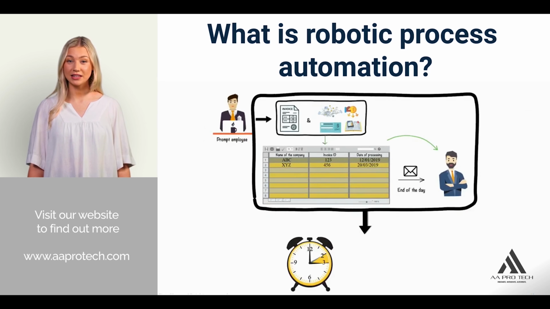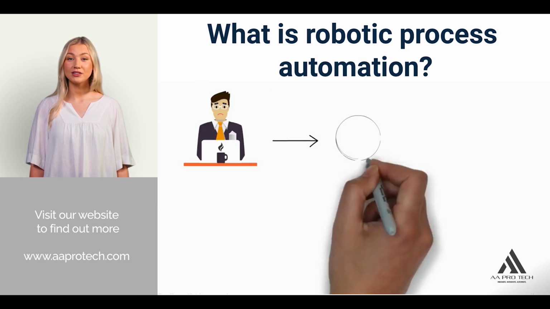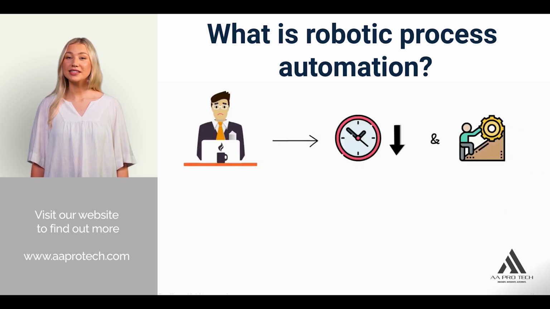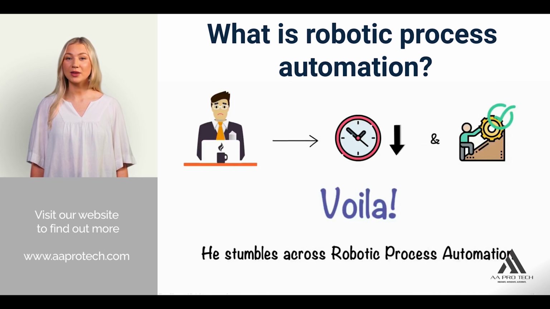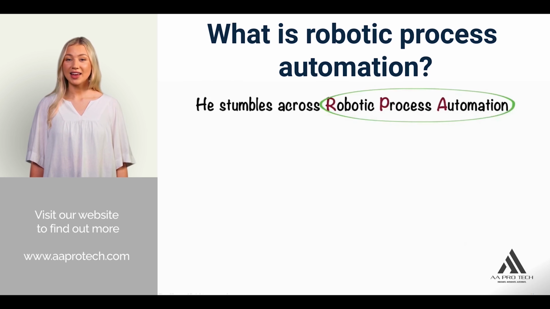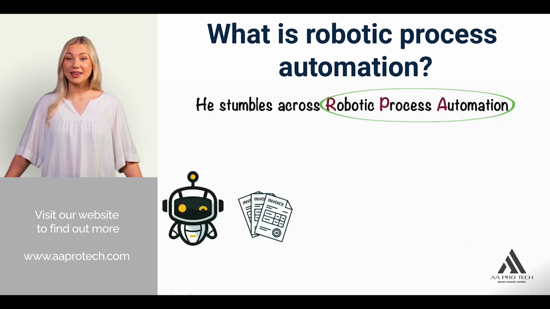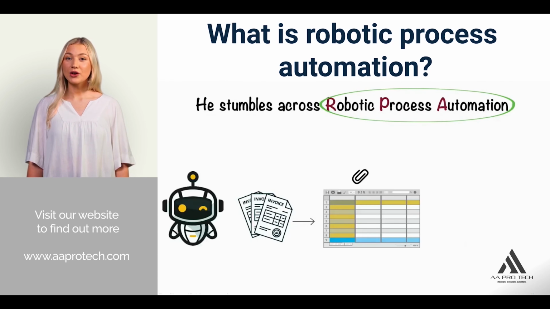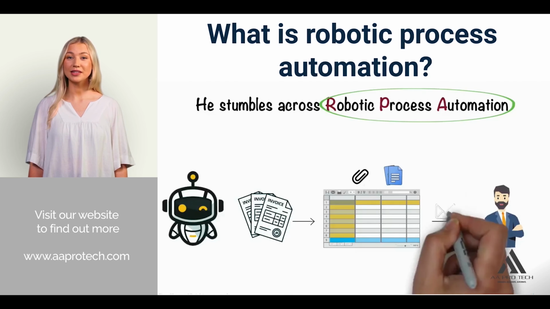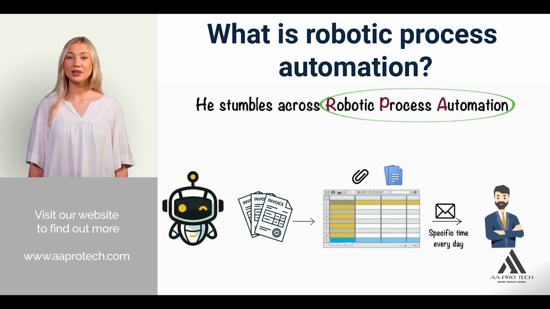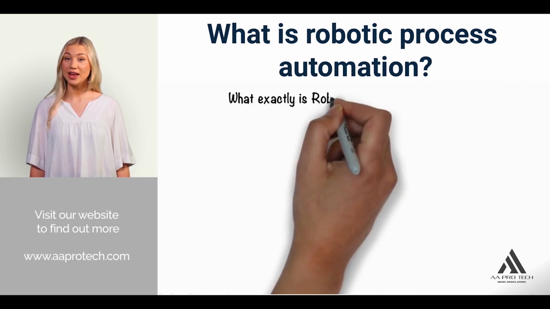But over a period, he starts finding this task to be time-consuming and repetitive. Frustrated, Jim looks for a way to reduce the time and effort it takes to complete the task. And voila! He stumbles across a Pro Tech and Robotic Process Automation, aka RPA. Using Robotic Process Automation, they build a simple bot that extracts information from several invoices into an Excel sheet, attaches all the necessary financial reports, and sends them over to his superiors via email at a specific time every day.